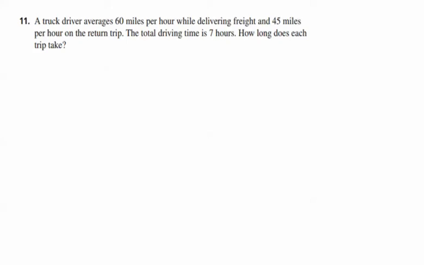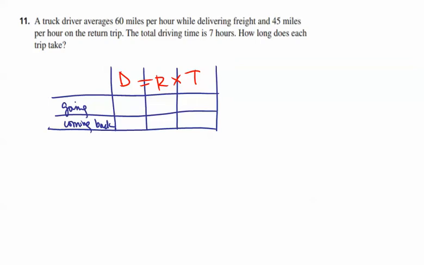Okay, in this example, a truck driver averages 60 miles per hour while delivering freight, 45 miles per hour on the return trip. The total driving time is 7 hours, so we're going to set up our structure. Okay, so going, coming back, we have distance equals rate times time. Going was 60 miles per hour. Coming back, 45 miles per hour. The entire trip took 7 hours, so we don't know how long it took him going, but we're going to subtract that from the 7 to get what's left on the return trip, and so we have, again, the distance is exactly the same in both cases.